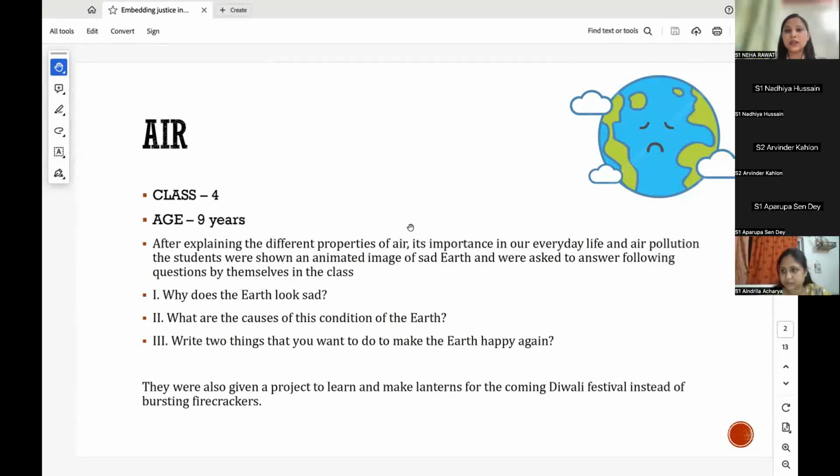Here they actually came up with very good answers as to why Earth is looking sad, because they have already studied pollution. Then a project was given to them as Diwali was approaching, which is a festival in India, that you can make lanterns instead of bursting the crackers. This also helped children develop awareness. A sense of responsibility was also developed at a very tender age, and they also became conscious of the environment.